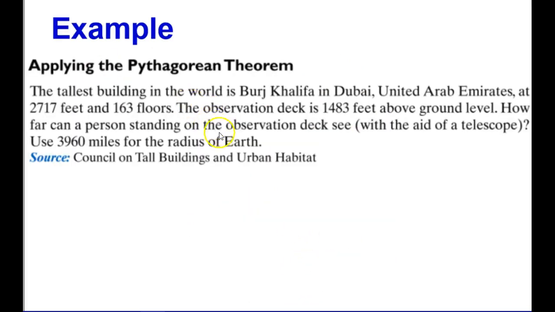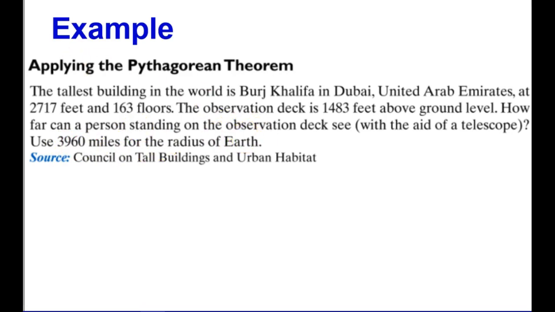Now we're going to apply this Pythagorean theorem. The tallest building in the world is in Dubai, which is in the United Arab Emirates, at 2,717 feet and 163 floors. The observation deck is 1,483 feet above ground level. How far can a person standing on the observation deck see with the aid of a telescope? We're using the Earth's radius, which is 3,960 miles, to help us figure this out.